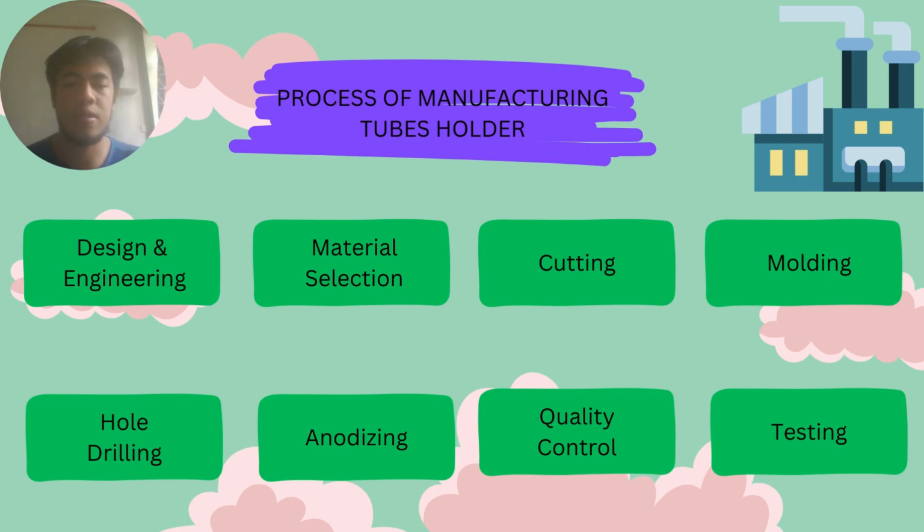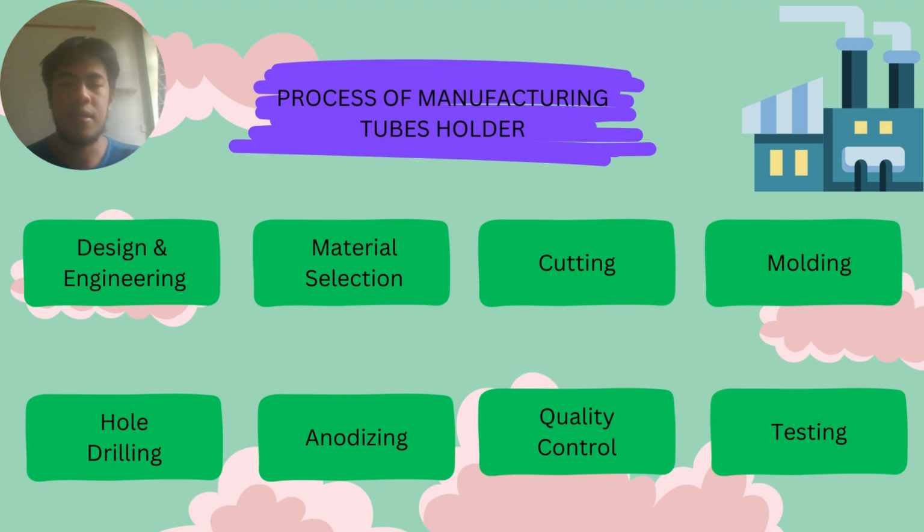This involves removing excess material and forming the basic structure. For the molding, employ a forming process to achieve the final shape of the tube holder. This may involve specialized tools and dies to ensure precision. For the hole drilling, drill holes and create assembly points as needed for attaching the tube holder to the binocular body. This step is crucial for the final assembly of the binocular.